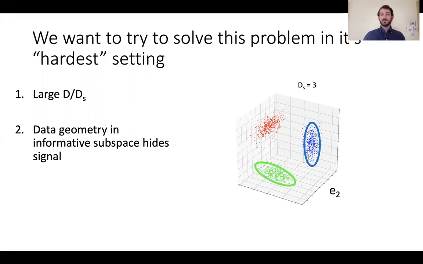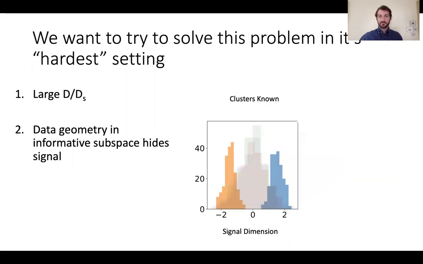Similarly, E2 is only informative for separating the green and the blue points. It does not separate the red points. The red points are uninformative in E2. And for E3, the green and the red points are separated. So the point here is that each dimension is informative, but it is minimally informative. It only gives us information for a pair of clusters, not all of the clusters.